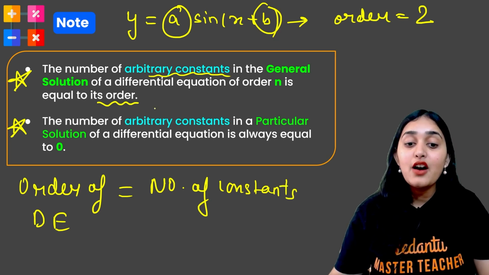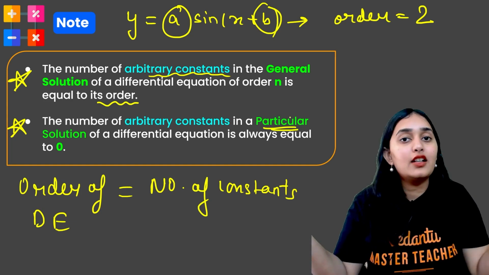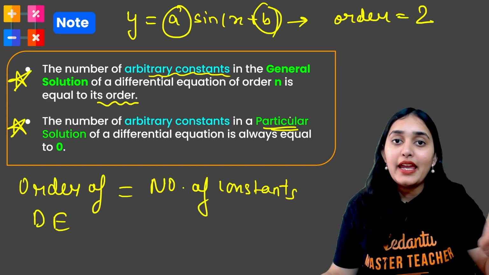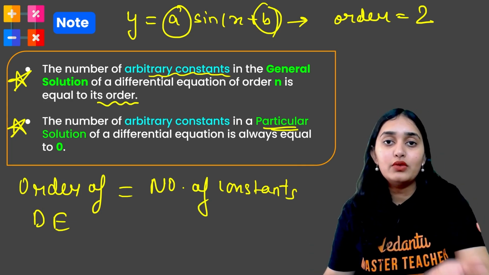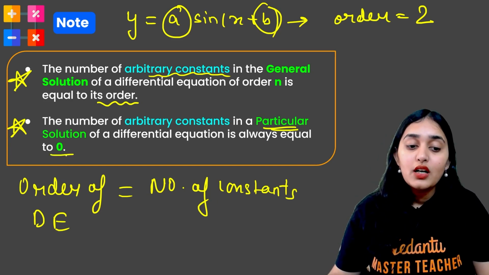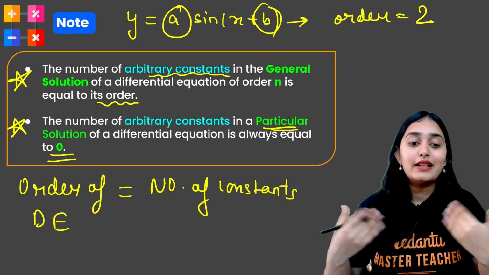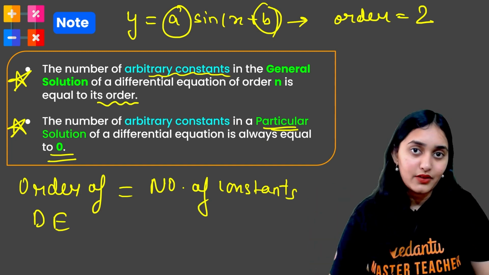Now this was general solution. What about particular solution? Particular solution does not have a constant. A will be 2, B will be pi by 2. They will have some value. There is no arbitrary constant. So we will say that the number of arbitrary constants are basically 0 in that equation.